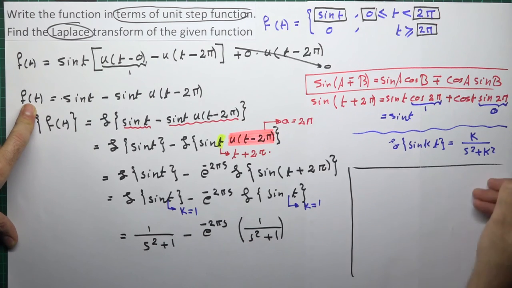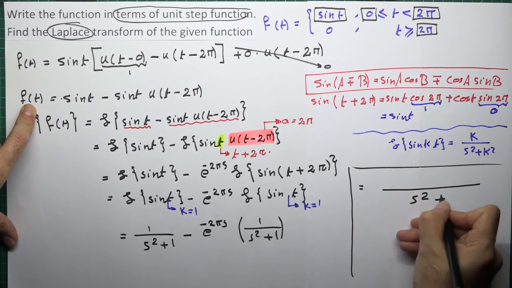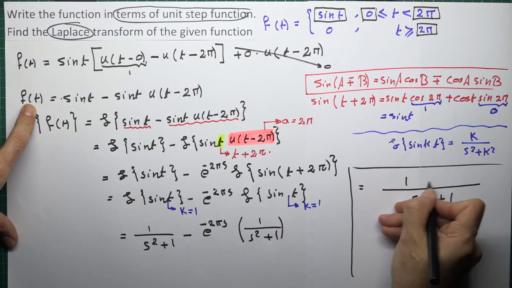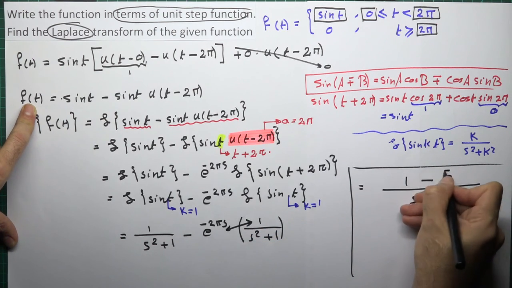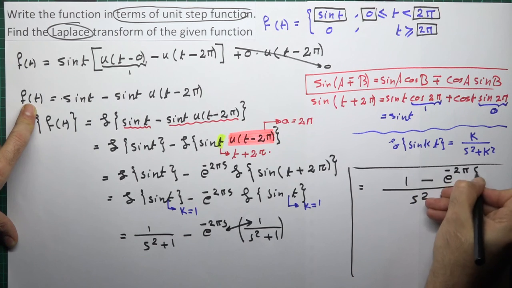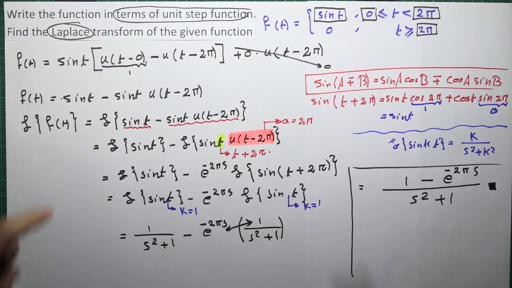خلوني أكمل الحل بهذه المساحة. طبعا إذا بتلاحظ الدينومينيتورز عندي the same so بقدر أكتبهم over 1 fraction. Here we have s squared plus 1 and we have here 1 minus multiply this by this to be e to the minus 2 pi s وبذلك تكون هذه المسألة قد انتهت وشكرا.